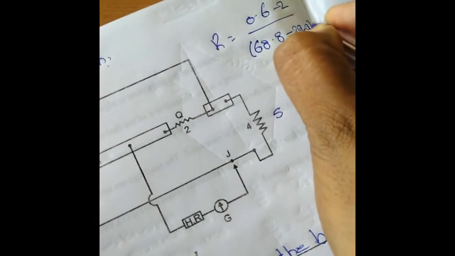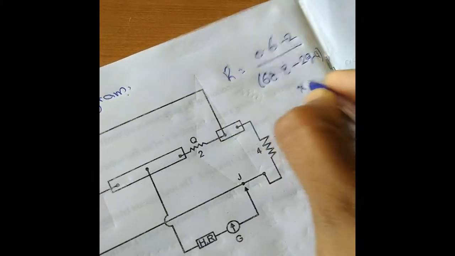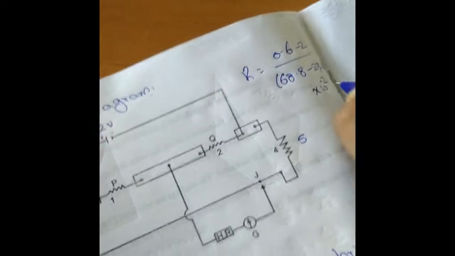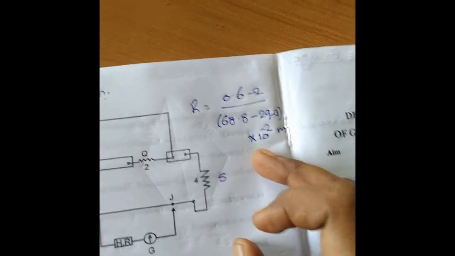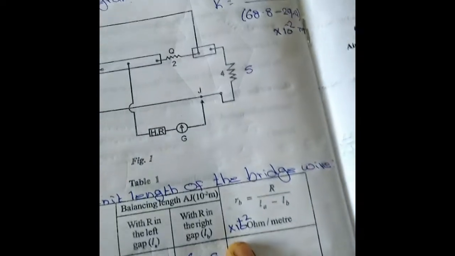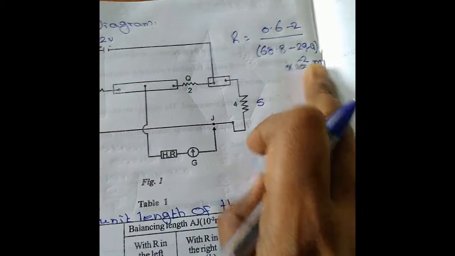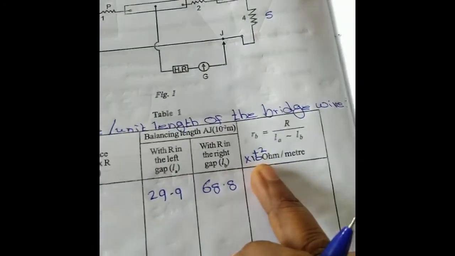So 29.9 into 10 power minus 2 meter. Actually these things are in centimeters, so we have to take it as 10 power minus 2 meter in the denominator. We'll take this 10 power minus 2 to the numerator and keep as it is. So we'll be having 10 power 2 ohm by meter. Let's keep this 10 power 2 as a common value.